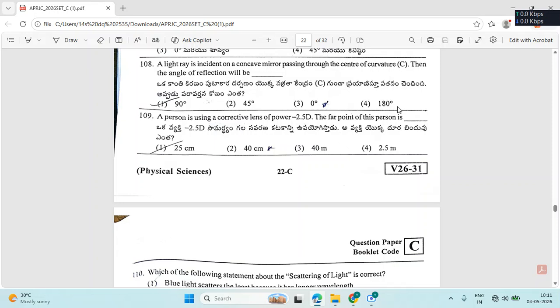A person is using a corrective lens of power minus 2.5D. The far point of this person is 25 centimeters, 40 centimeters, 40 meters, 2.5 meters. The correct option is 2 and the answer is 40 centimeters.